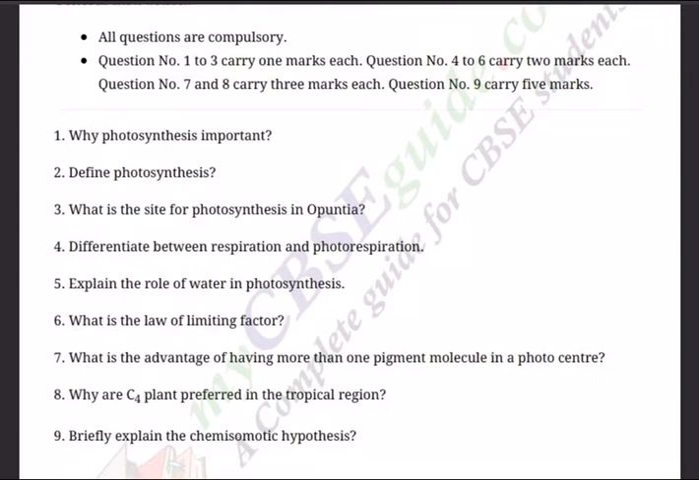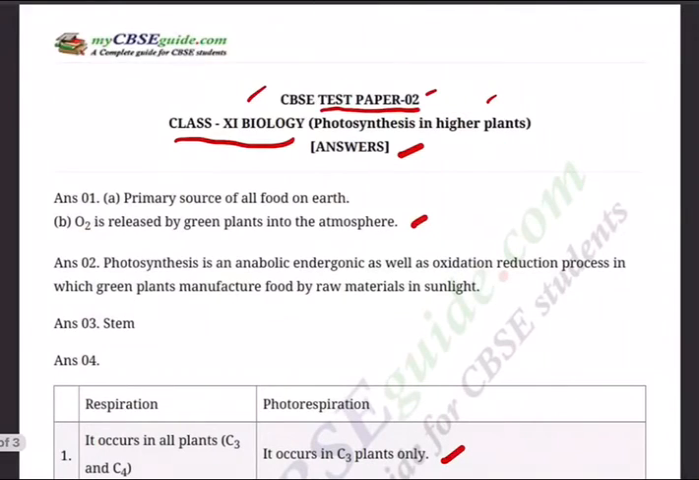7. What is the advantage of having more than one pigment molecule in a photocenter? 8. Why are C4 plants preferred in the tropical region? And 9. Briefly explain the chemiosmotic hypothesis. So take a paper, start writing the answers, and once you finish your answers in say 30 to 40 minutes, then come to the answers.